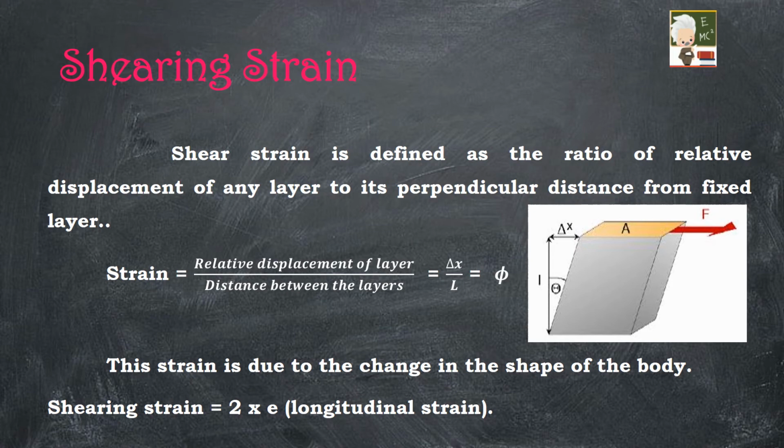So here delta x is the relative displacement of the layer, and the distance between the layers is length L, right? So when you take tan theta for this, it will be equal to delta x by L. By small angle approximation, you can approximate tan theta to theta. Here I have represented it as phi. So shearing strain or shear is equal to delta x by L, that is equal to phi, which is known as the angle of shear. This is due to the change in the shape of the body. And one more thing, shearing strain is equal to 2 times the longitudinal strain.